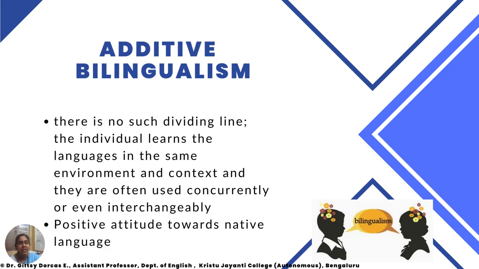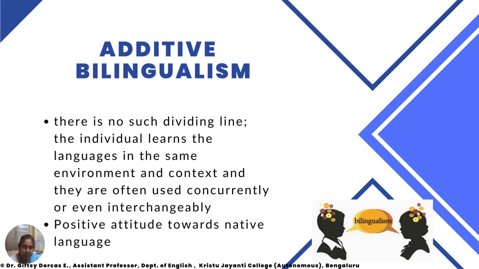Moving on to the third classification of bilingualism, which is additive bilingualism. In additive bilingualism, there is no such dividing line. The individual learner, in the same environment and context, learns both the languages and is able to imbibe the aspects of both. They have a positive attitude towards their native language. They thoroughly enjoy learning the nuances of both the languages, and one is not considered superior to the other.